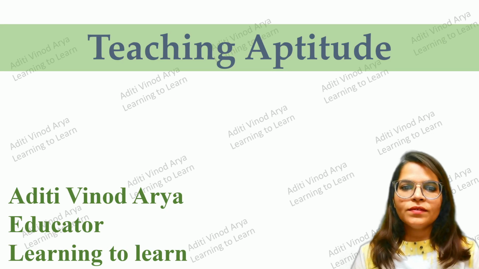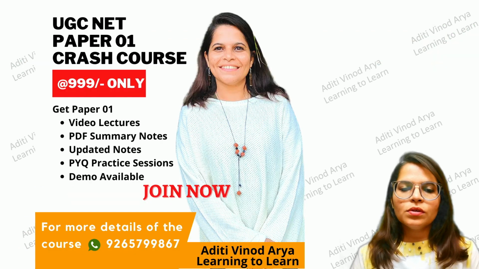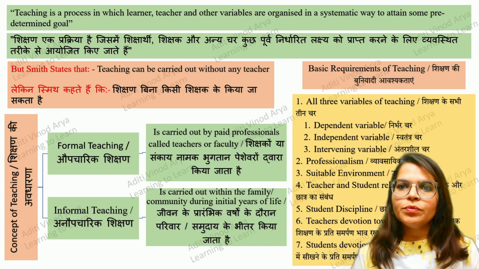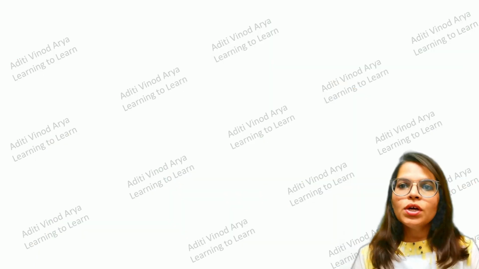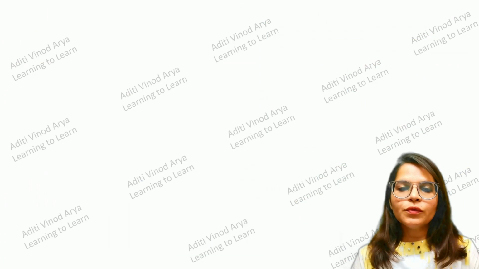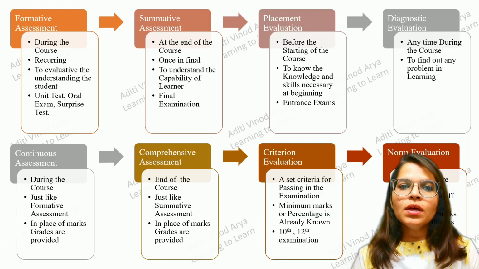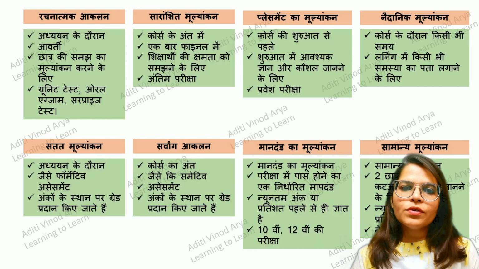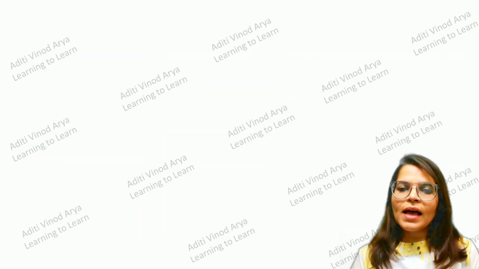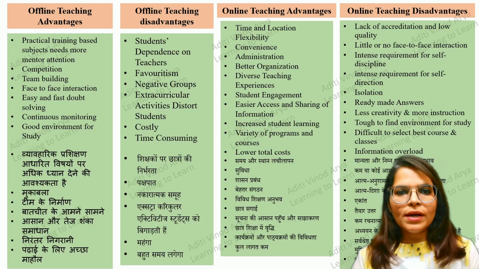So, in the last class, we have done what we understand by the term teaching aptitude in this particular course, and we have done a lot of things. If you haven't seen the previous classes, make sure you watch them so that there are no problems or confusions left. In the last class, we were able to do evaluation and methods of evaluation. After completing various methods of evaluation, we moved towards MOOC, Swayam Prabha, as well as offline teaching and online teaching.